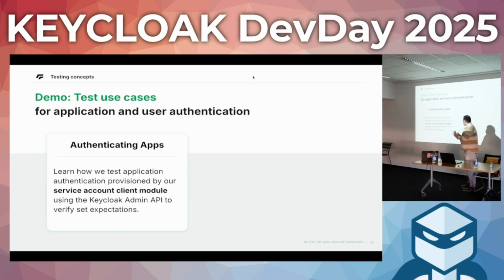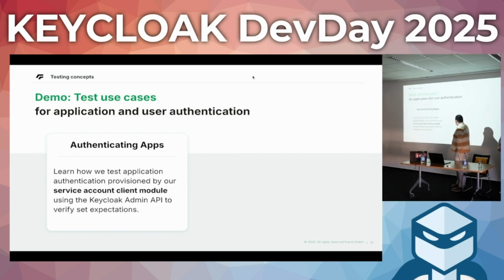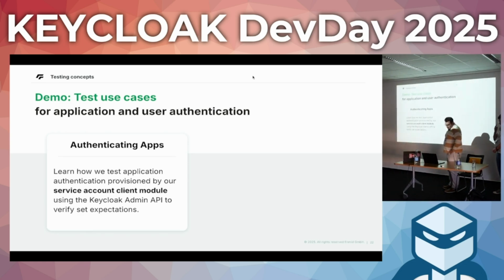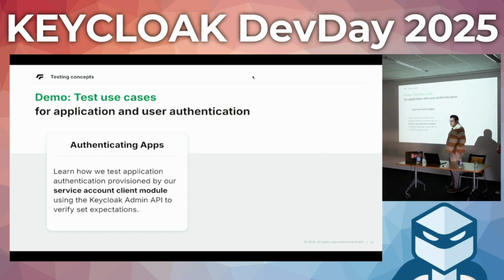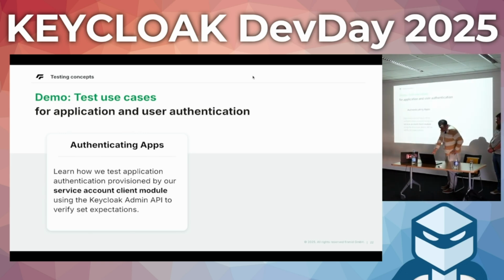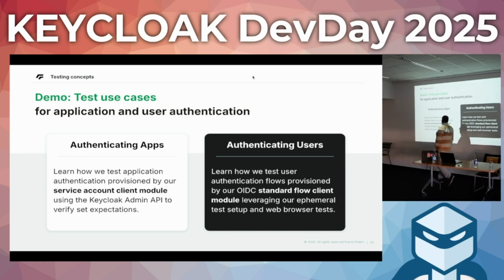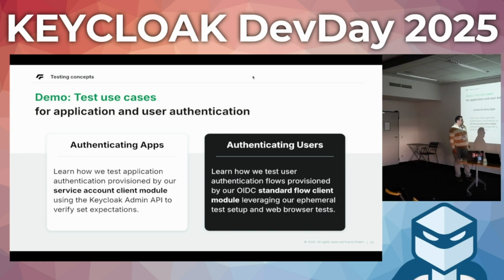So let's get to the use cases we have for today's demo. One use case is authenticating apps, basically using the service account client feature, the OIDC service account client of Keycloak, to authenticate applications. And the second use case, of course, is authenticating users, basically using the standard flow client to enable regular user logins.